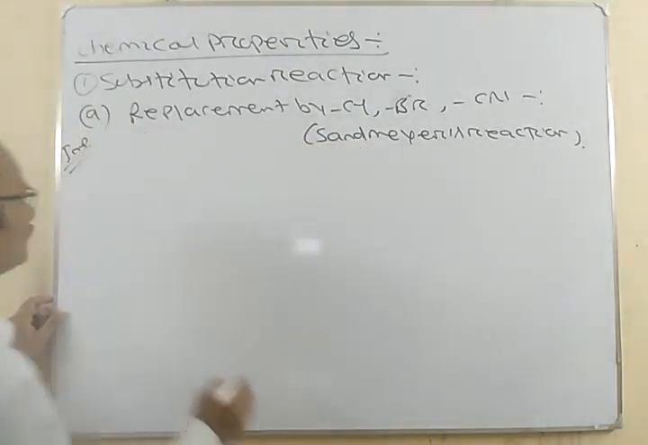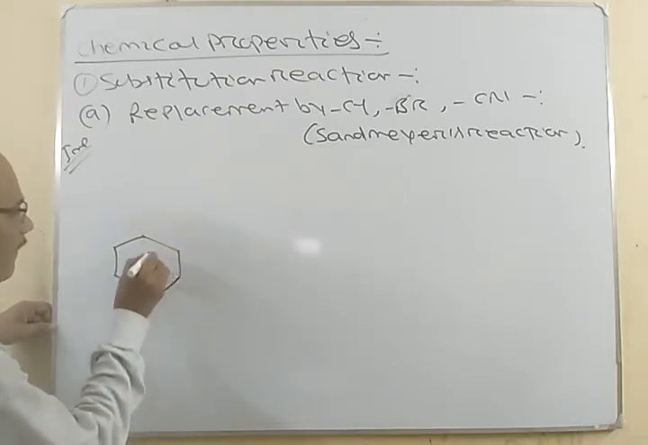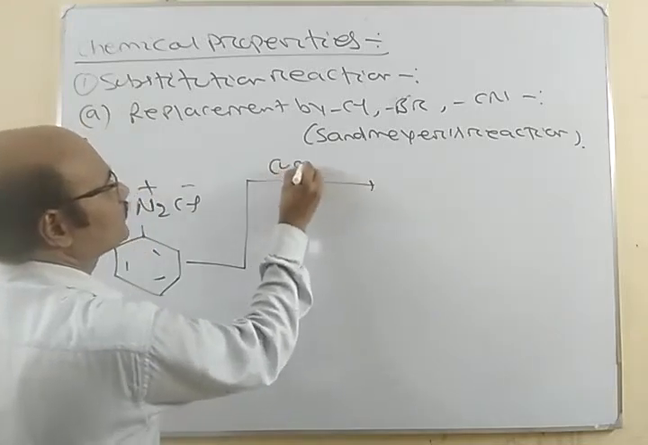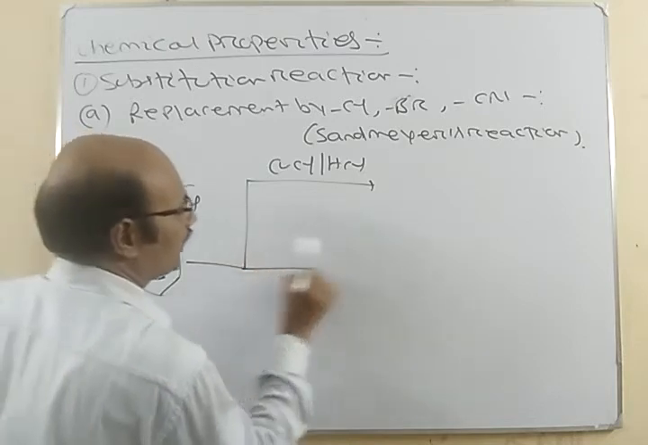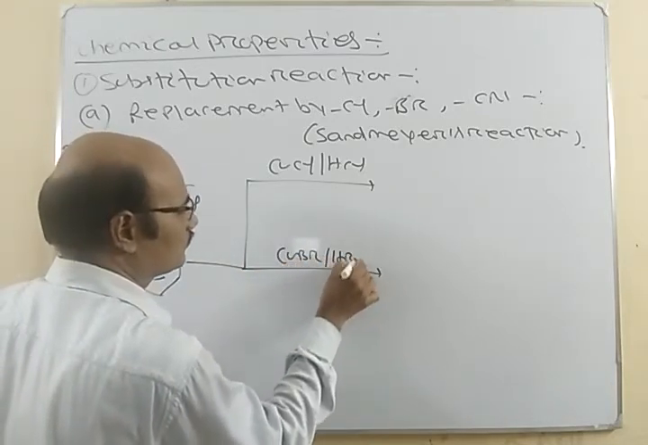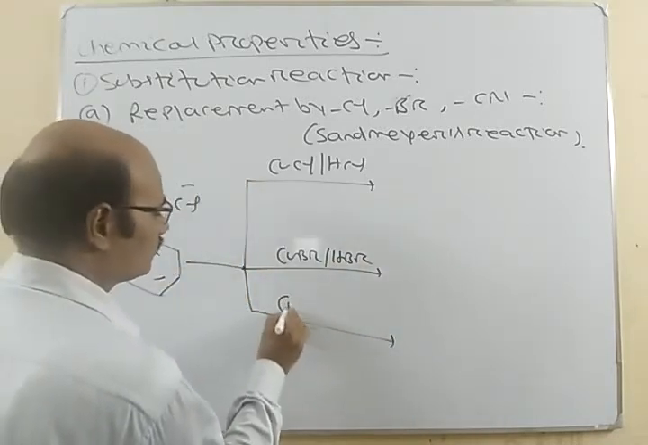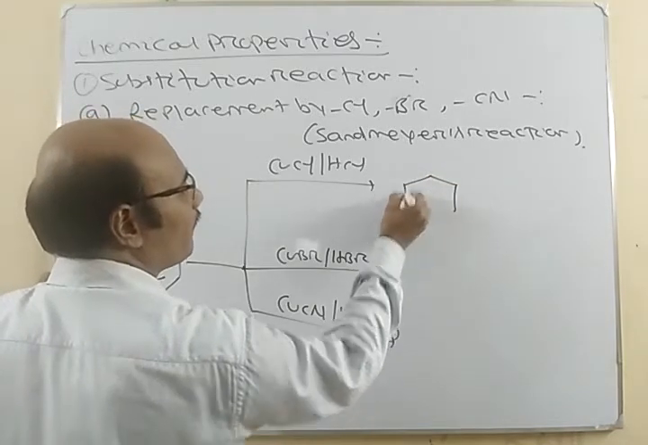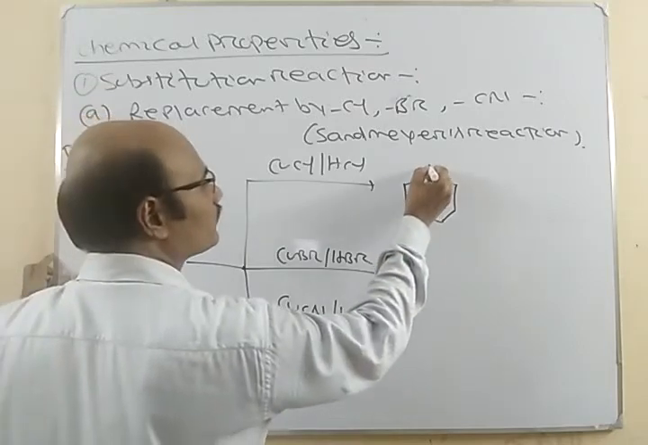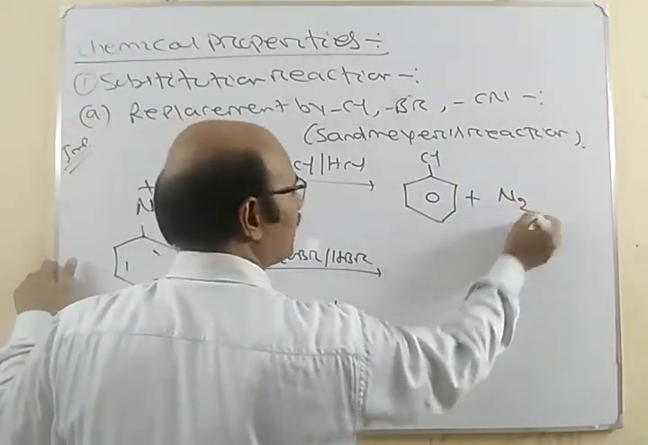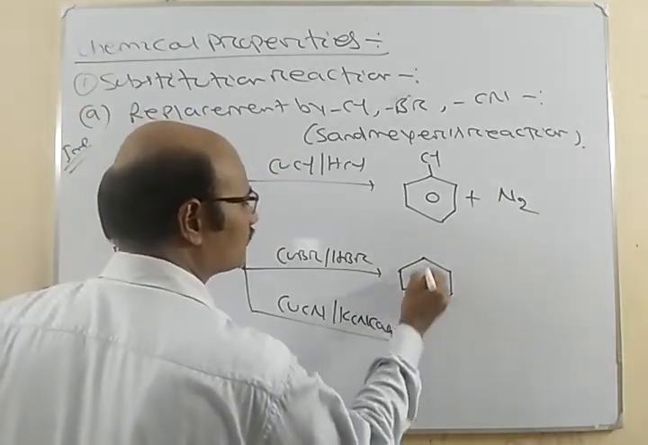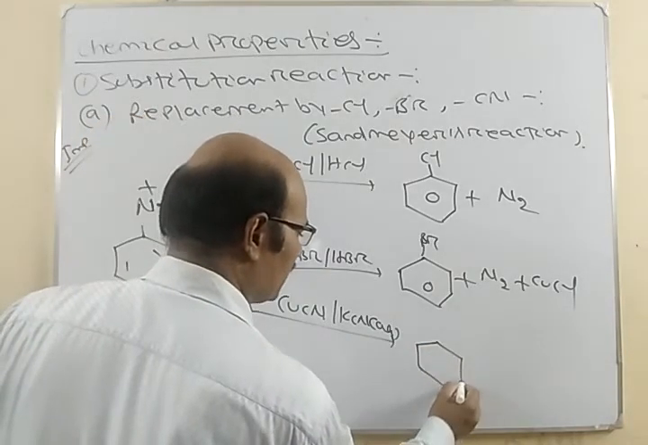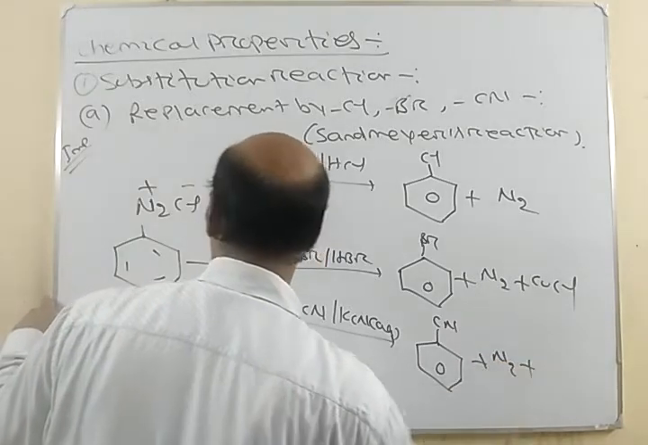So let us see the reactions. If I write benzene diazonium chloride, N2+ Cl-, I can go for CuCl, HCl, or I can go for CuBr, HBr, or I can go for CuCN, KCN aqueous. In this case, I will get what? Chlorobenzene plus N2 plus CuCl. In this case, I will get what? Bromobenzene plus N2 plus CuCl. In this case, I will get what? Benzonitrile, C6H5CN, plus N2 plus KCl.